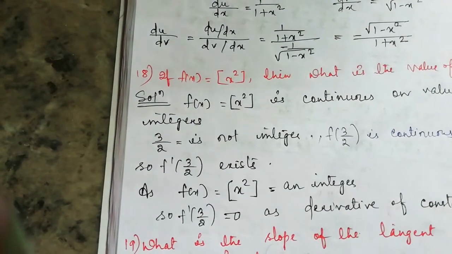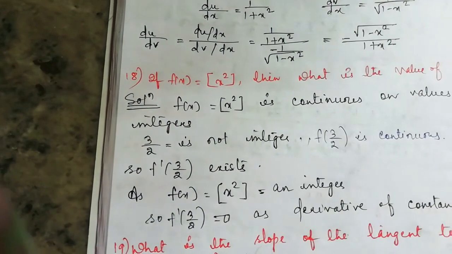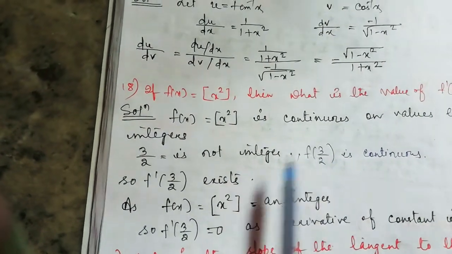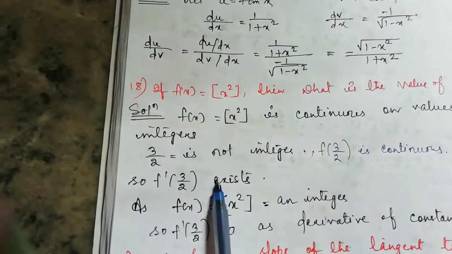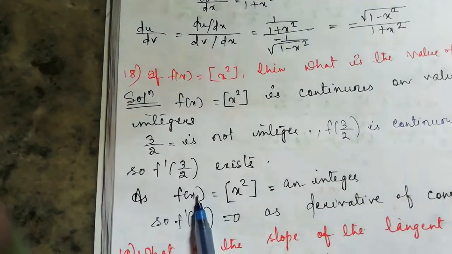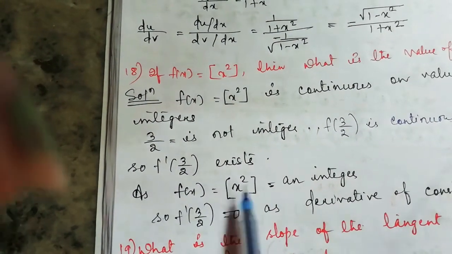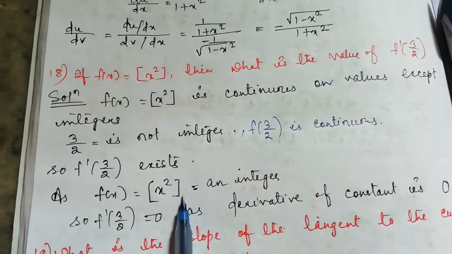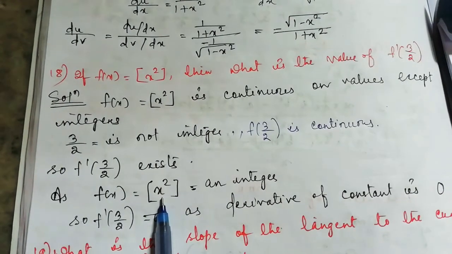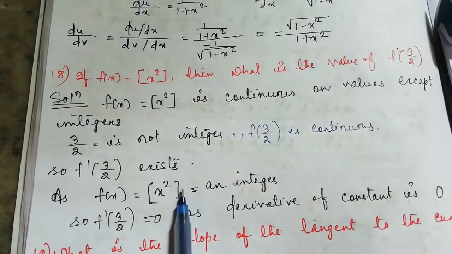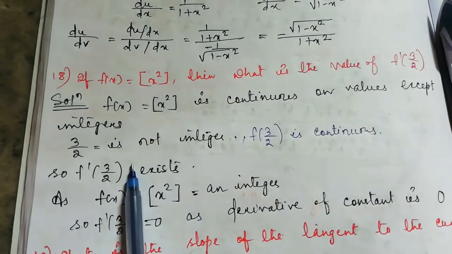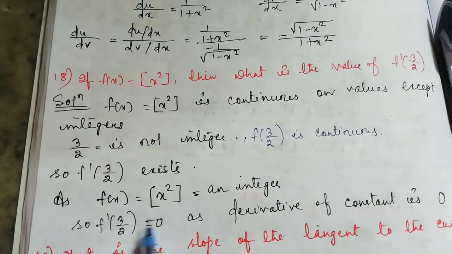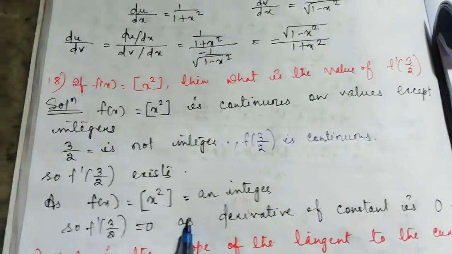Why? Because every differentiable function is continuous. So since this function is continuous, it has to have its derivative. As f of x, the function which is given, is bracketed x square, which is an integer obviously, because the greatest integer function is given. Since this is an integer, the derivative also exists. The derivative of an integer is 0, so f dash of 3 by 2 is 0.